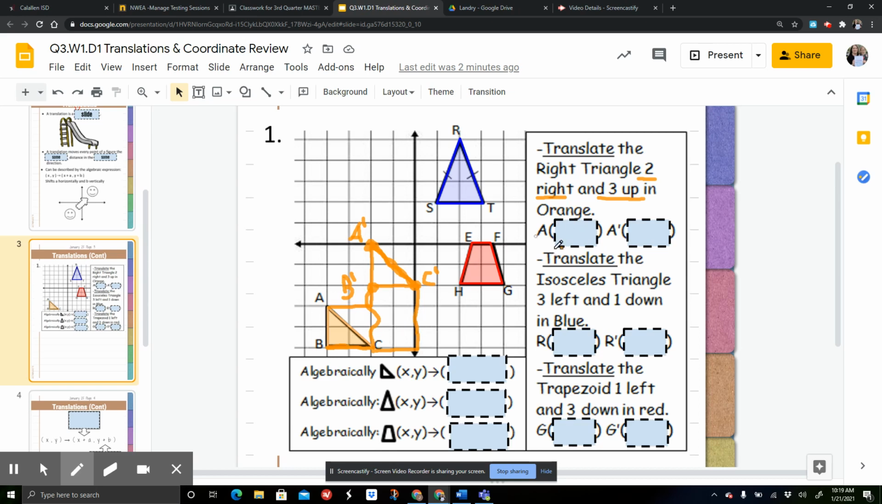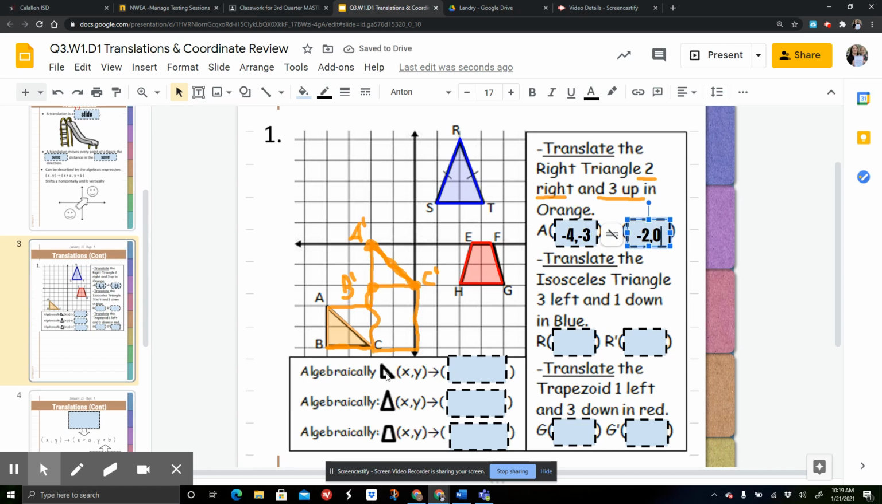Okay, and the next thing it's asking is for the points of A where it was, and then A where we moved it to. So the original A, we started at the origin, we have to go 1, 2, 3, 4. That's -4, and then 1, 2, 3. So it's -4, -3. Then we have to look at A prime, and we have to go left 2, and then we don't go up or down. So it's -2, comma 0.